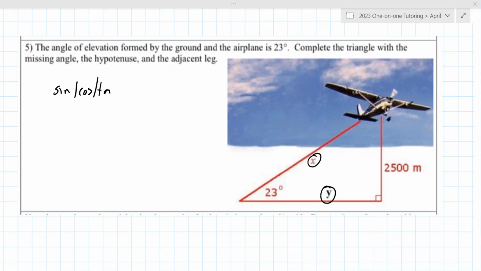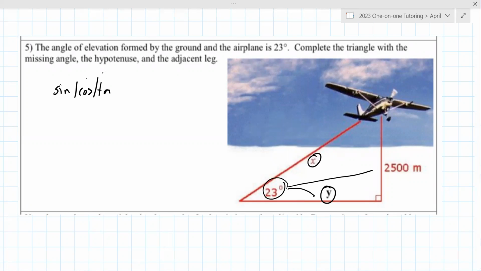If you have questions, please ask. So would I do like reverse sine on this or something? Okay, so which one do you want to find first? Do you want to find X or Y? Let's start with that. Probably Y. Okay, so relative to 23, Y is the adjacent and 2500 is the opposite. So which of those three functions are you going to use?